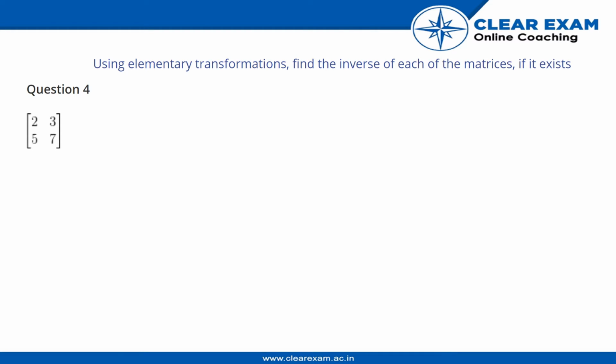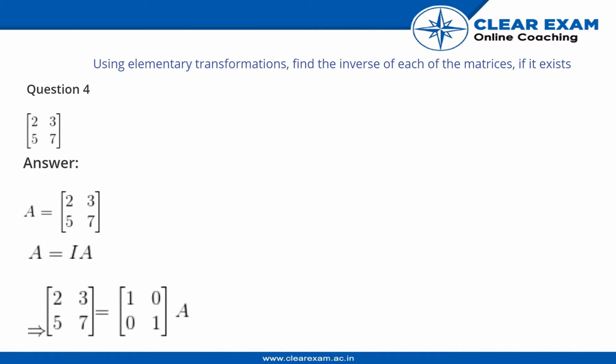Let's understand question 4. Using elementary transformations, find the inverse of each of the matrices if it exists in exercises 1 to 17. The matrix is [2, 3; 5, 7]. The answer: A is equal to [2, 3; 5, 7]. A is equal to IA. This symbolizes [2, 3; 5, 7] is equal to [1, 0; 0, 1] into A.